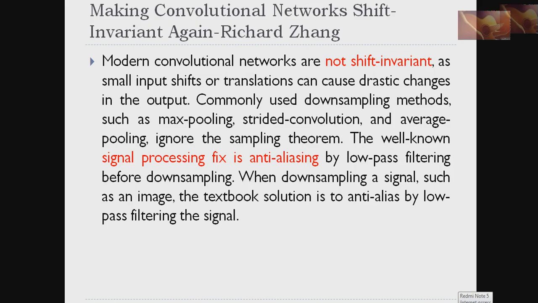So modern convolutional networks are not shift invariant. A small input shift can cause drastic changes. So this shift invariance problem is really eating into it. Average pooling ignores the sampling. Signal processing fixes aliasing by low-pass filtering, anti-aliasing a signal such as an image. However, this module, when simply inserted, degrades the performance.